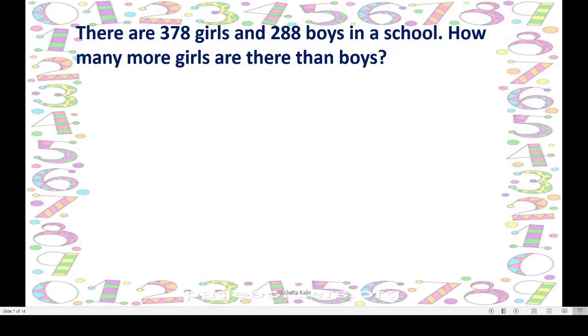This is a word problem. First we will read the sum. There are 378 girls and 288 boys in a school. How many more girls are there than boys? 378 girls are there and 288 boys are there.